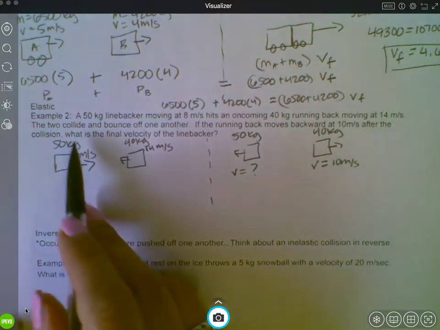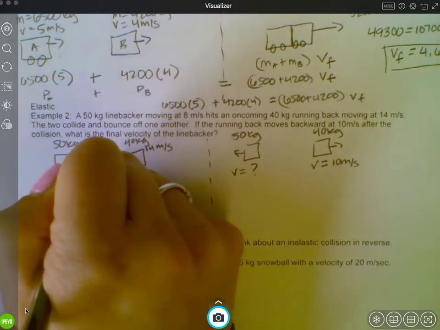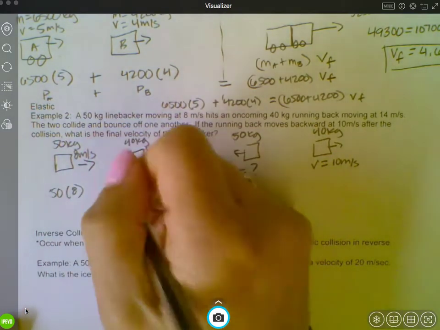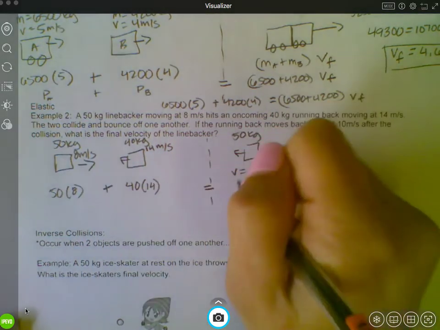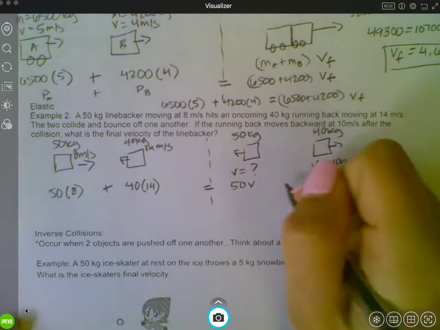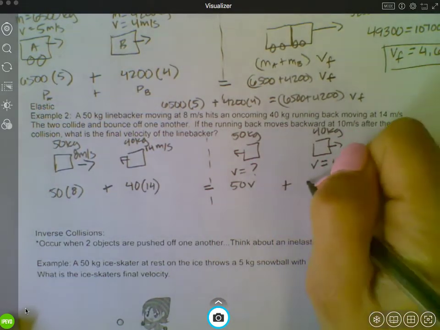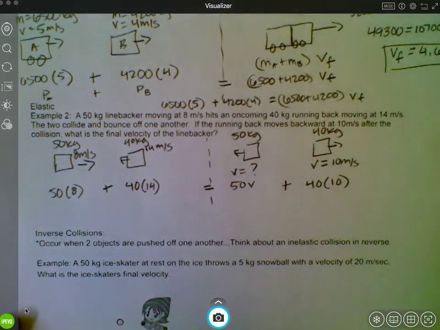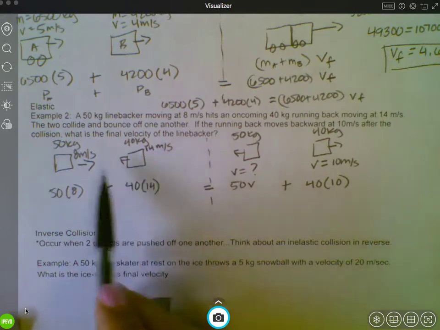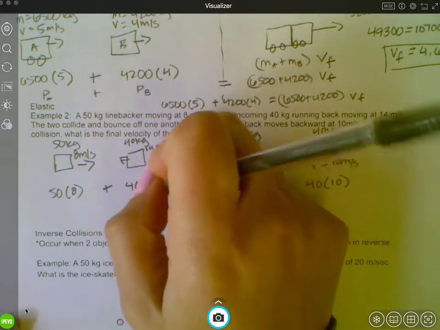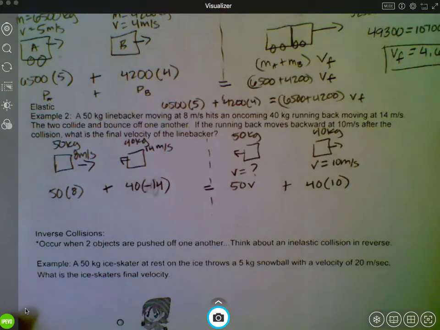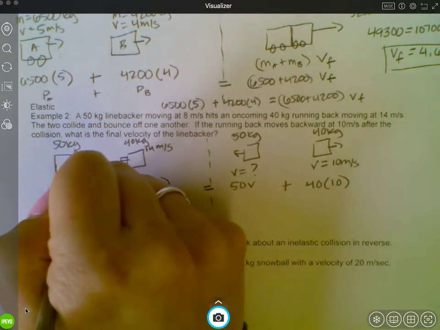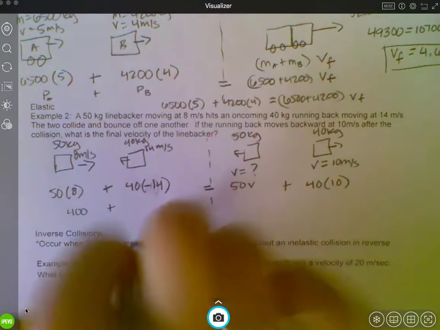So let's set up MV. So MV for this guy is 50 times 8 plus 40 times 14. Okay, equals 50 times V plus 40 times 10. Oh, and you know what? I made a mistake here. We have to make sure we put negative signs in. This guy's moving backward. So this is actually negative 14. Sorry about that. Okay, so now let's plug this in. So 50 times 8 is 400 plus, actually it's going to be minus, right?